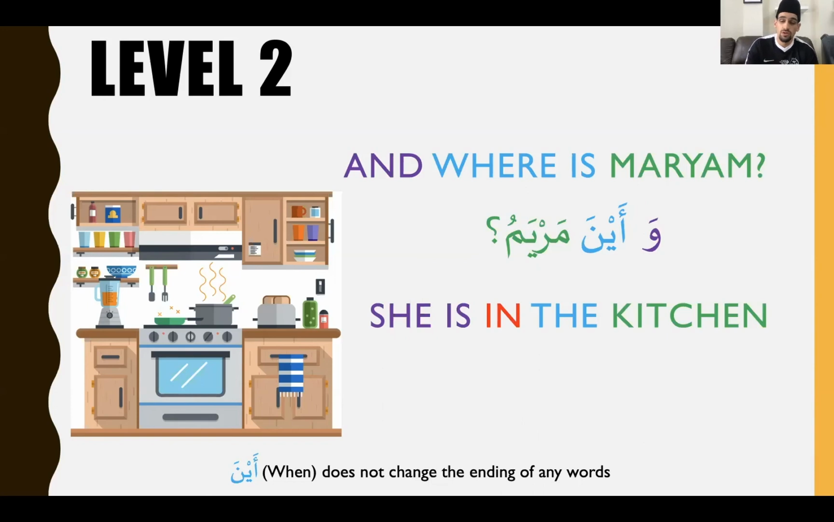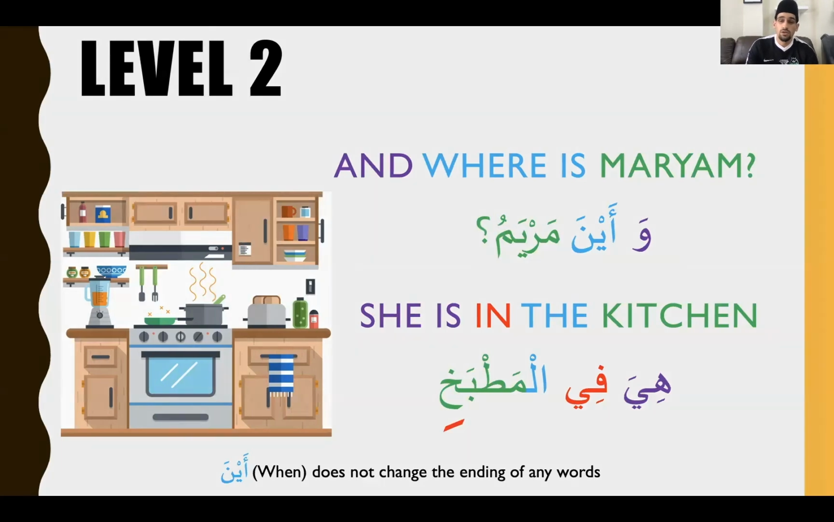So the new word we're going to learn for "she is", let's see what that is. And that is hiya. So huwa was for "he is", and hiya is referring to "she is". So hiya means "she is". Hiya fil matbakhi. Matbakhi meaning the kitchen. So al-matbakhu meaning the kitchen. Fil matbakhi, in the kitchen. So that's another great example for you to learn. Again, a lot to learn just in this slide as well.